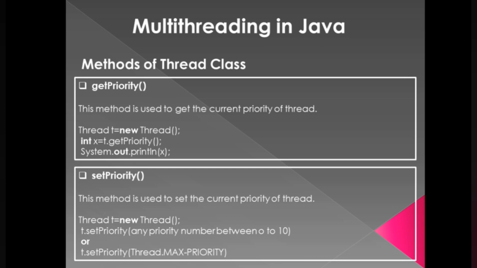We have getPriority. The method is used to get the current priority of the thread. Thread t = new Thread(); int x = t.getPriority(); and after that System.out.println(x) prints the value. Next one we have setPriority. This method is used to set the priority of the thread: Thread t = new Thread(); t.setPriority(any priority number between 0 to 10), or t.setPriority(Thread.MAX_PRIORITY). You can also write it according to your program, to set the priority of the thread.